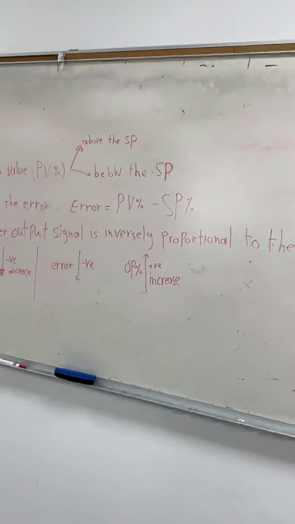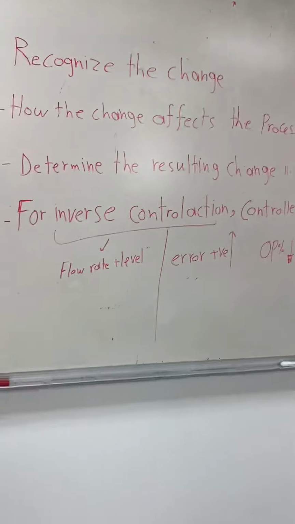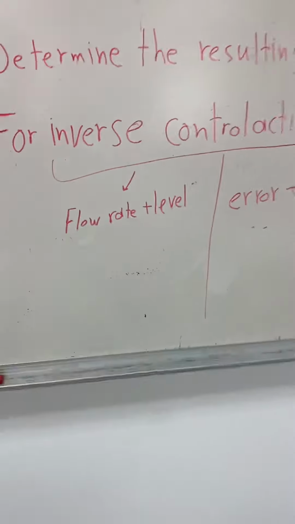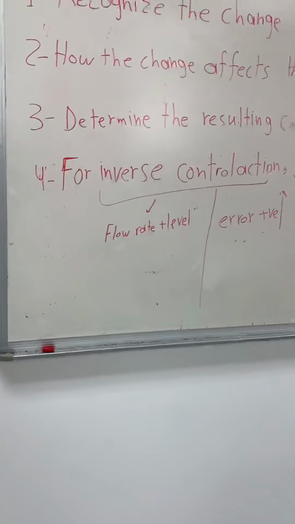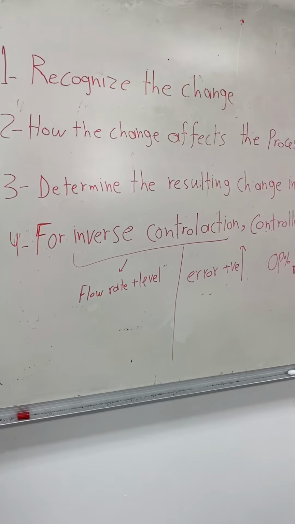Okay? Once the error has been determined, guys, the fourth step will be based on the kind of controller action. Okay, for control actions, gentlemen, we have two types of control actions. The first one is called the direct control action, which is not the one implemented for our experiments for the flow rate and level. The second one, which is the one we have for the flow rate and level control experiment, is the inverse control action.